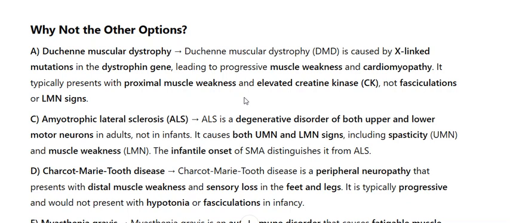D. Charcot-Marie-Tooth disease. Charcot-Marie-Tooth disease is a peripheral neuropathy that presents with distal muscle weakness and sensory loss in the feet and legs. It is typically progressive and would not present with hypotonia or fasciculations in infancy.